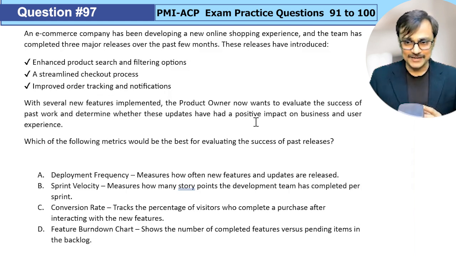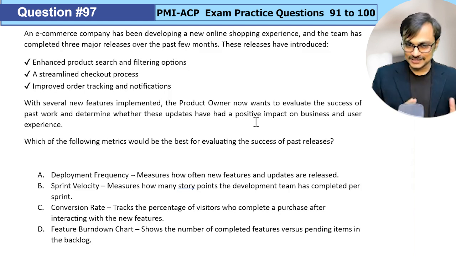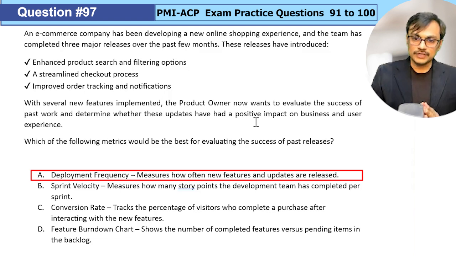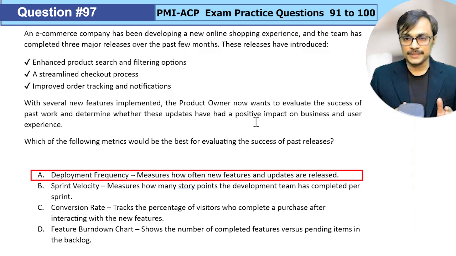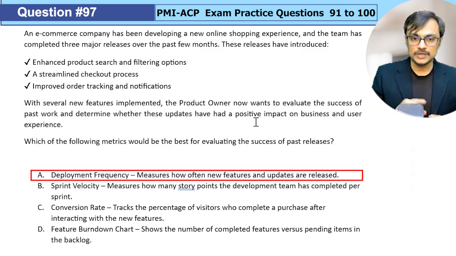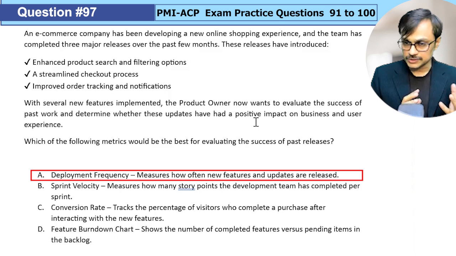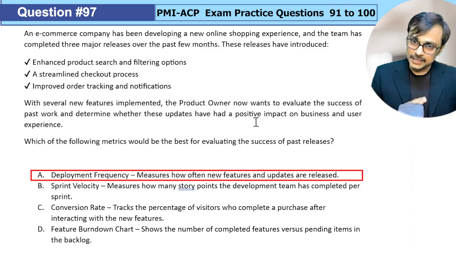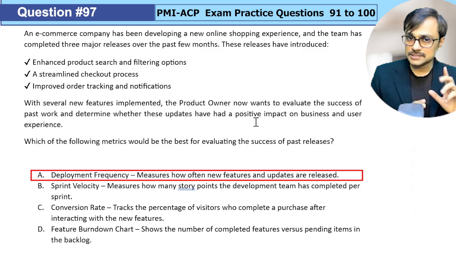So again, a metric, we need to find out the success metric here. Deployment frequency, measuring how often new features and updates are released. It could be a success for the development team if they are releasing products fast, but it cannot necessarily be a measurement of success for the product owner, because if the releases are not making money, then success is questionable.